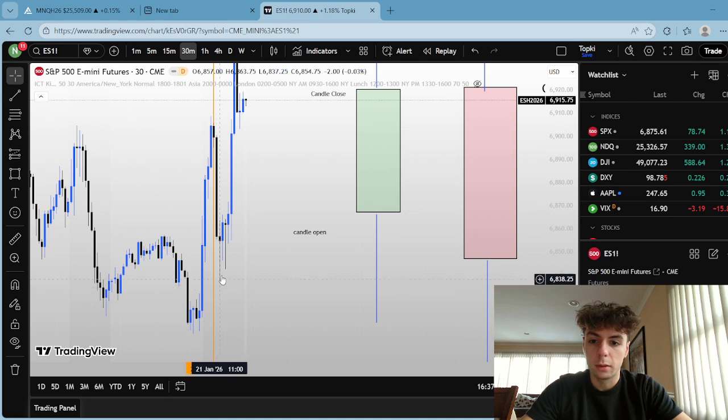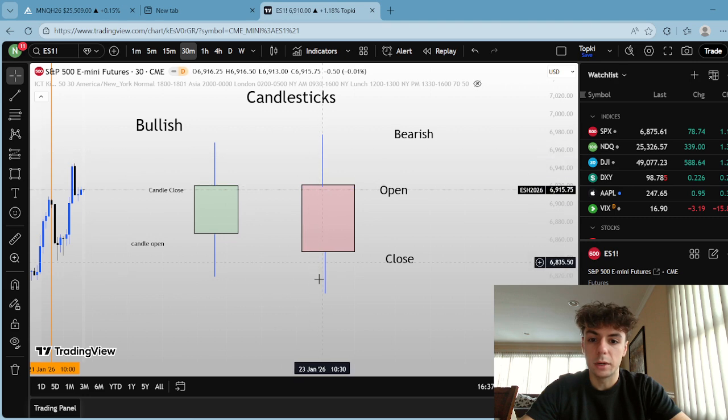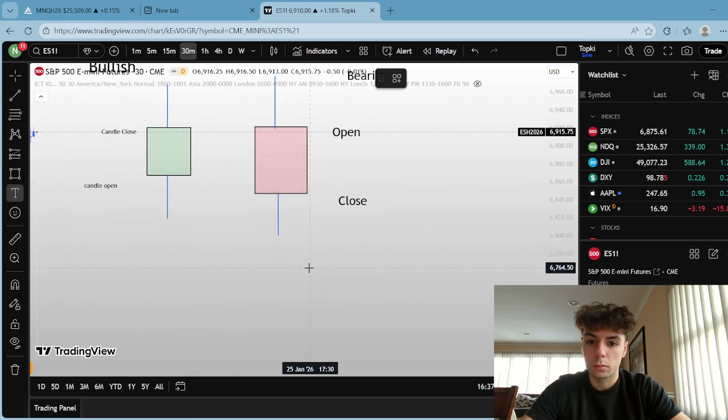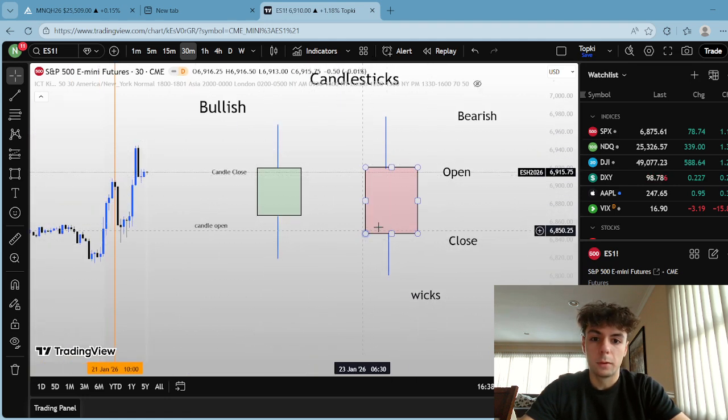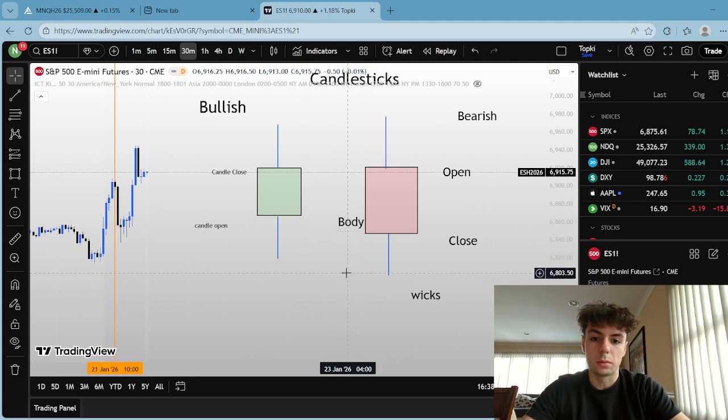We left a wick. That's actually, I forgot to tell you what it is called. So these lines right here are wicks. So whenever you see the candle, what makes up the candle is the body and the wicks. That's it. There's two parts, body and wicks.